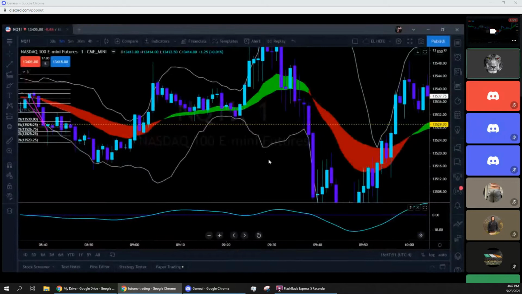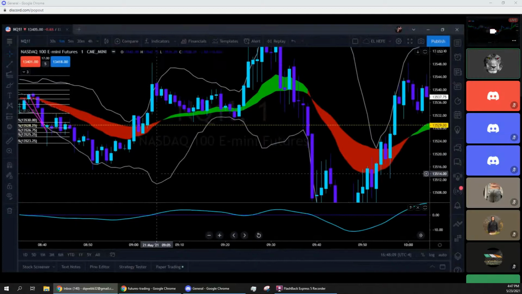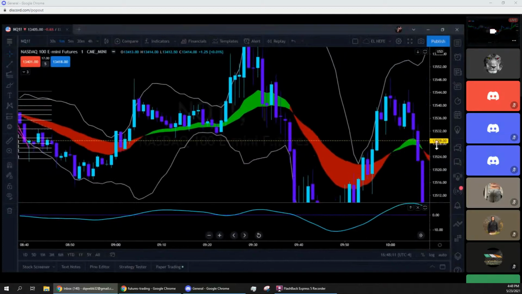Let's see here. I'm looking back at my trade of 8 here. It was actually supporting, the cumulative delta line was supporting the long here. Sure was. All right.